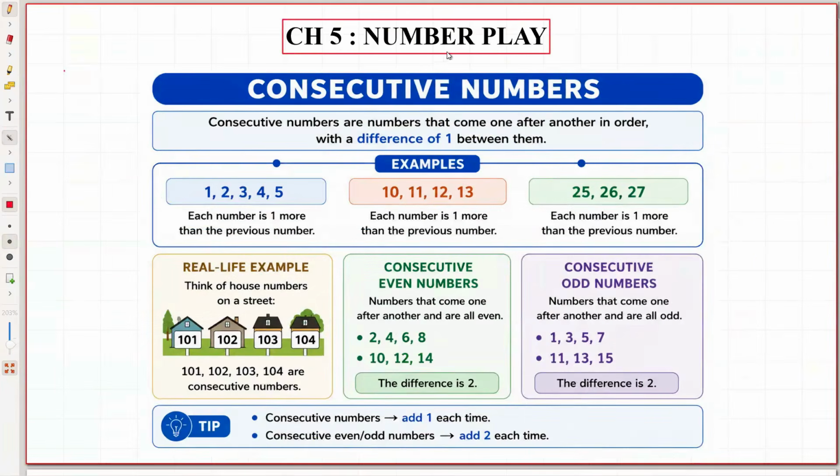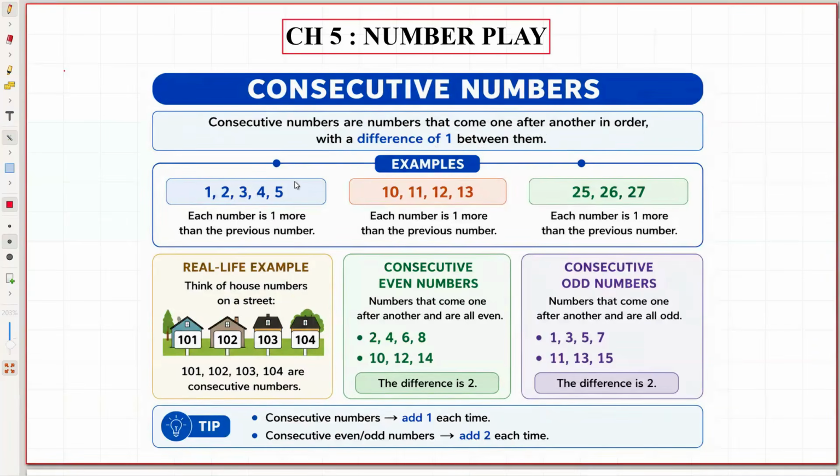Chapter number 5, Number Play. First of all, you must know what consecutive numbers are. Consecutive numbers are numbers that come one after another in order with a difference of 1 between them. This is called consecutive numbers, or we can just say continuous numbers.